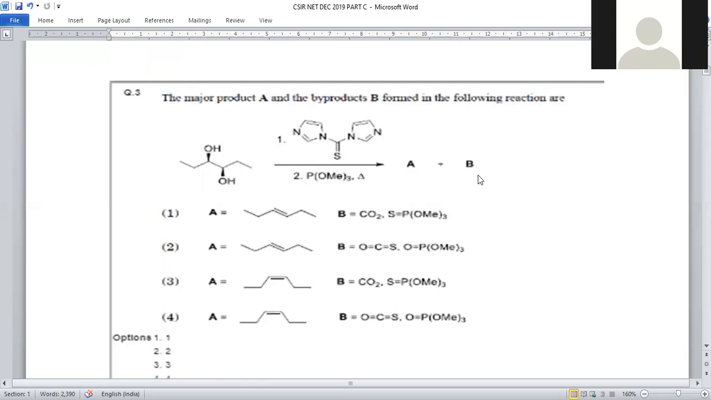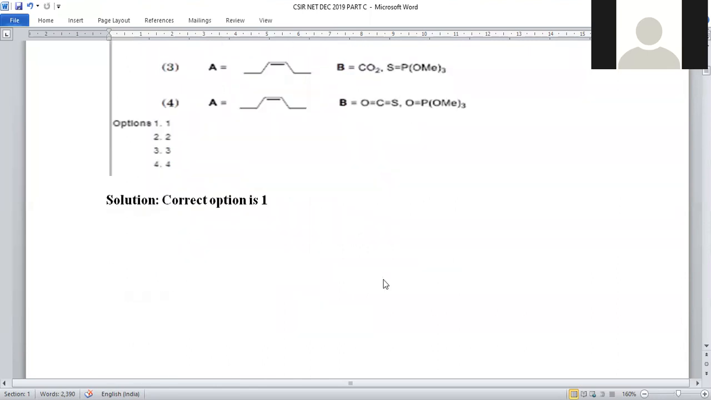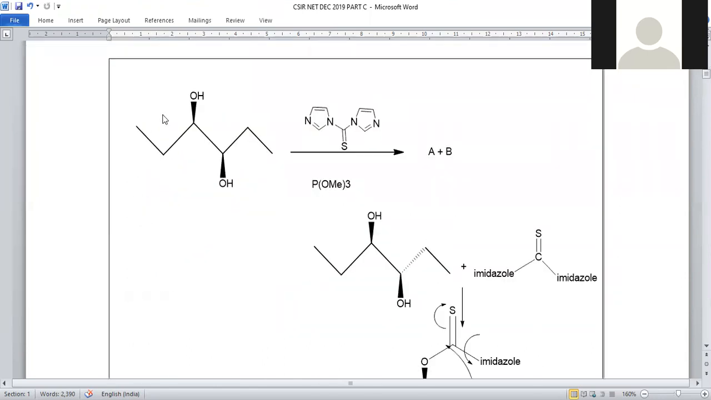We have to predict what the products are in this A and B. These products should be predicted from this vicinal dihydroxy compound, right? Here, in order to get this, let us move on to its mechanism, where the vicinal dihydroxy compound was taken initially. It is treated with imidazole.